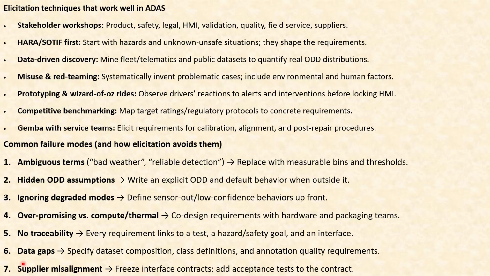Also, there should not be any data gaps. Specific dataset composition, class definitions, annotation quality requirements. All right, and when it comes to supplier misalignment, freeze interface contracts, add acceptance test to contract. In the contract, what are all the approval tests, what are all the acceptance tests? They must be clearly given to the supplier. There must not be any kind of even minuscule ambiguity when it comes to supplier product approval.